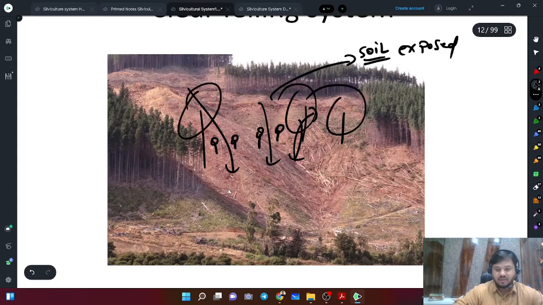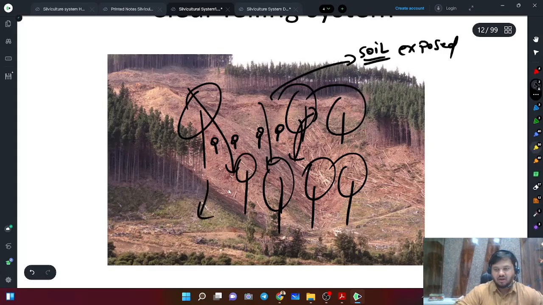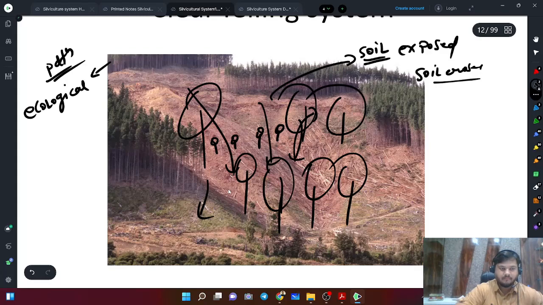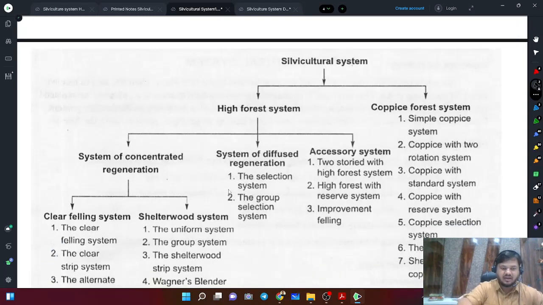So until they become very big and the canopy closes, all this area, all this soil, will be exposed to soil erosion, wind erosion, frost, pest attack, all those things. So this clear felling system, although it was very good for production, because you are able to cut almost every tree, has a lot of ecological issues, right? So they moved on. Then there comes the second system.